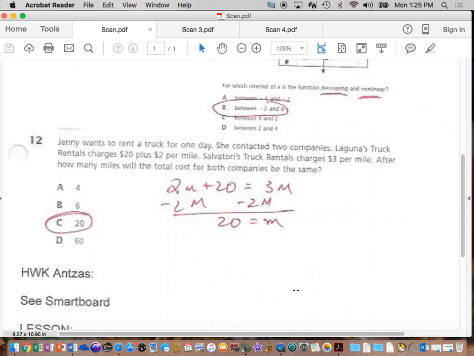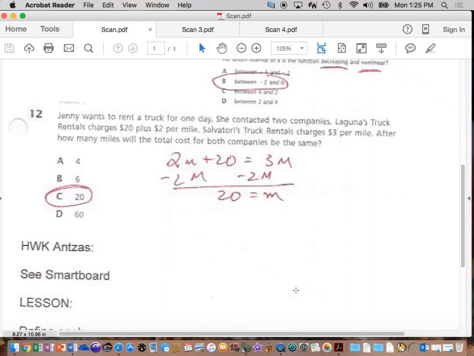All right, so now we get to the next one where it says that Jenny. Whoa. Hi, Jenny. What? Jenny wants to rent a truck for a day. Where are you going with your truck, Jenny?